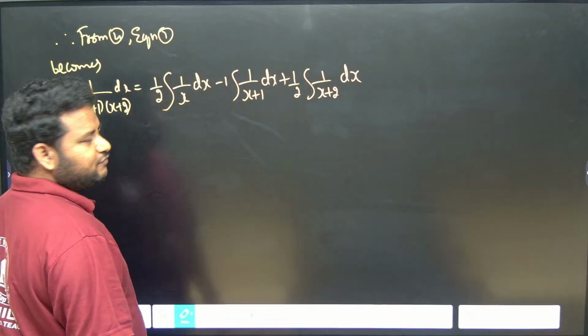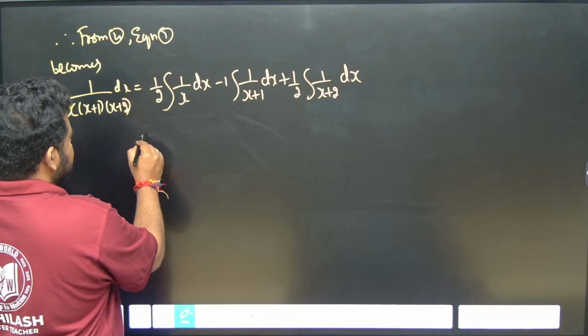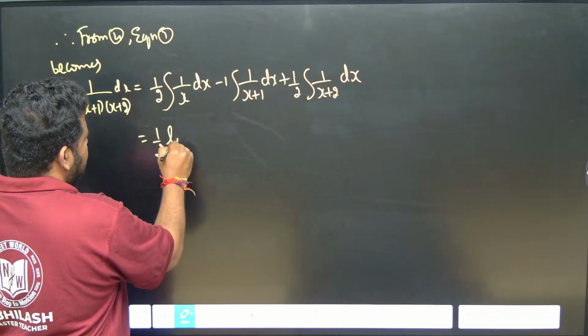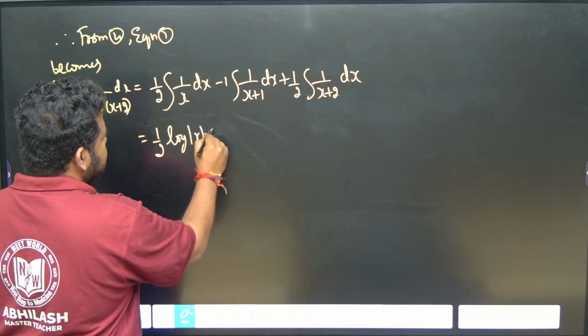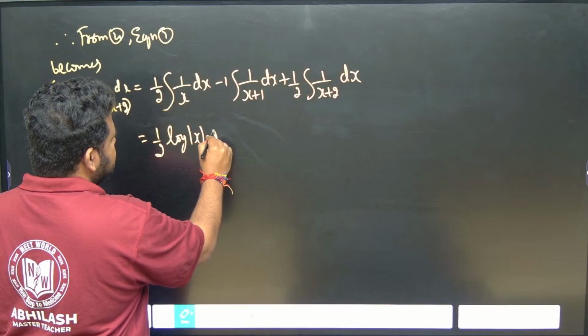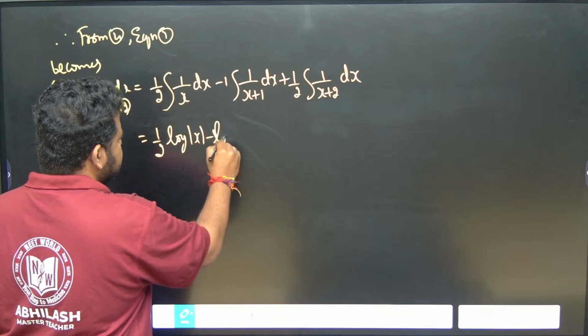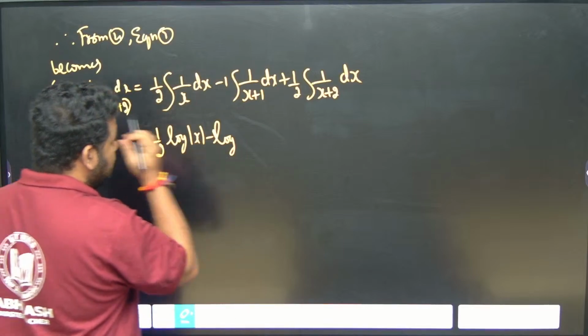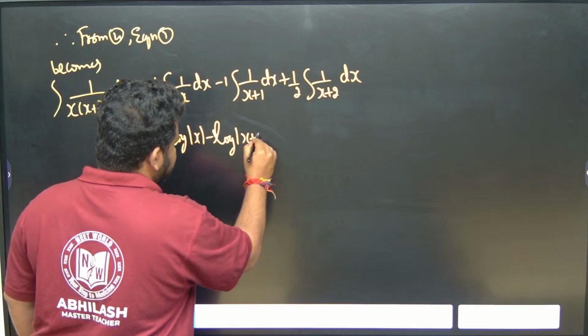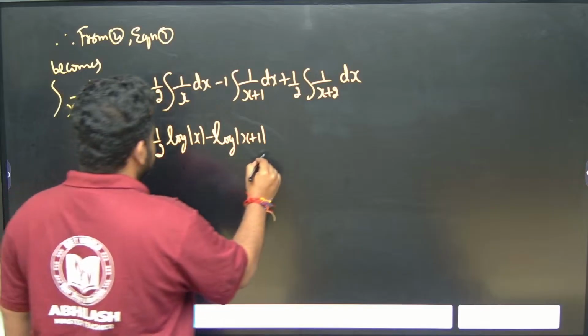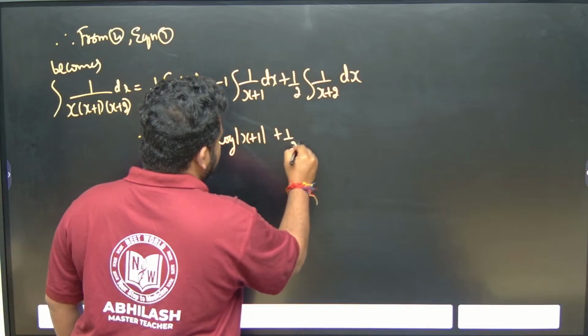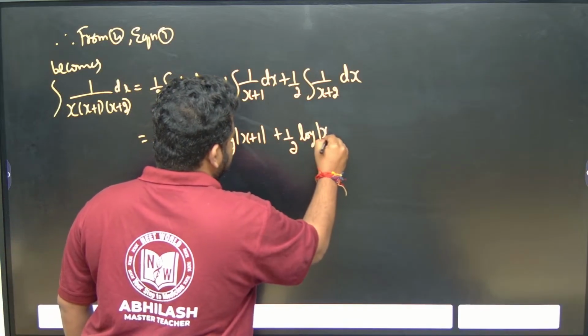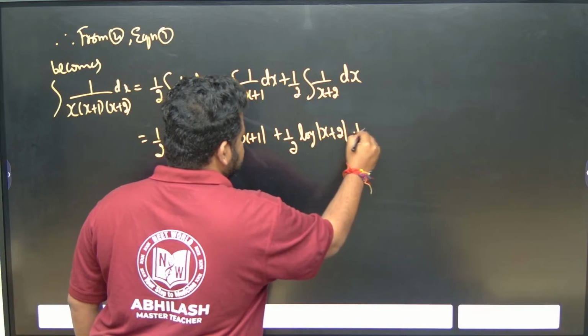So we are having 1 by 2 into log mod x. This is minus only, let us keep it as minus only, log mod x plus 1. 1 by x plus 1 means log mod x plus 1. Plus 1 by 2 log mod x plus 2 plus c. This is what I will be having.